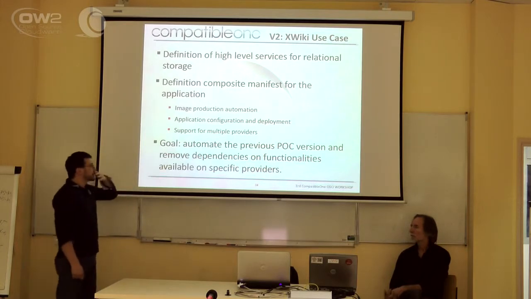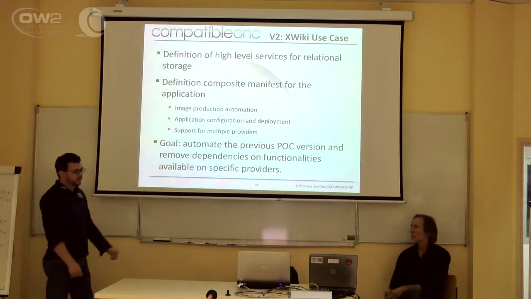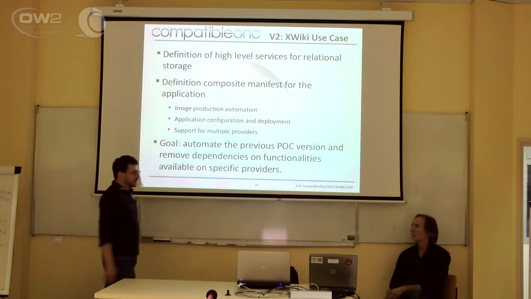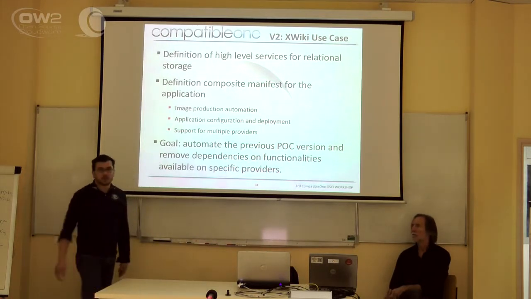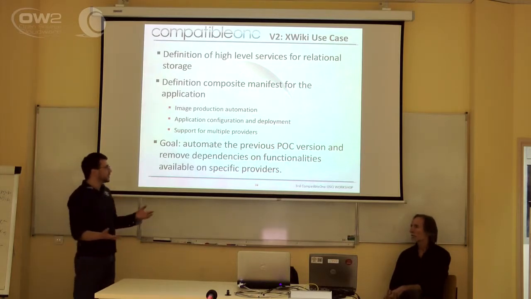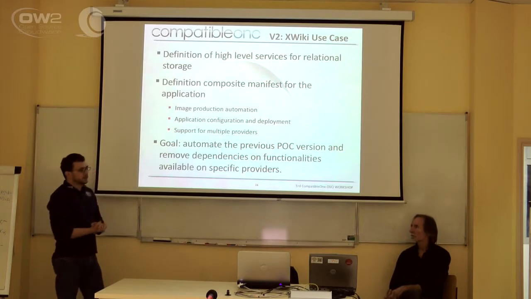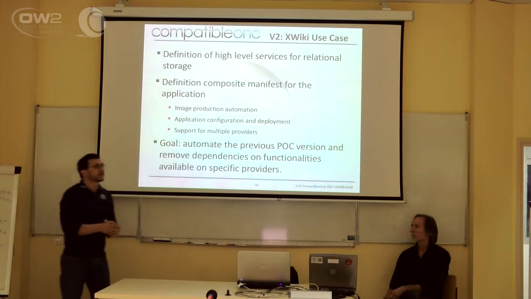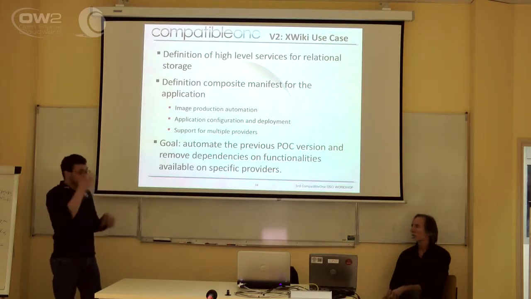So the goal of this second version of the proof of concept was to leverage the new functionalities in the second version of the CompatibleOne platform, in order to automate as much as possible the deployment of the application, and to remove all the dependencies we had before on specific functionalities that were available on specific cloud providers.